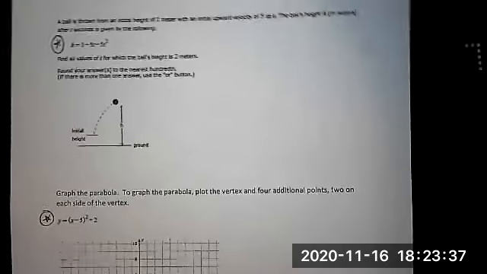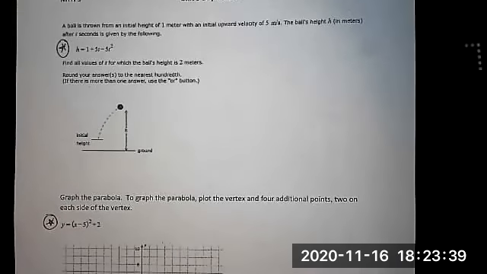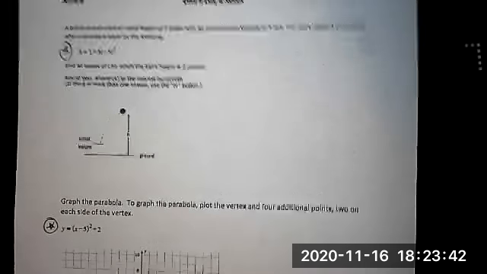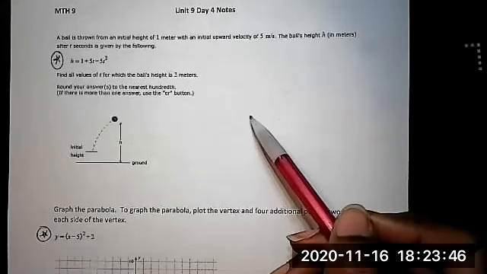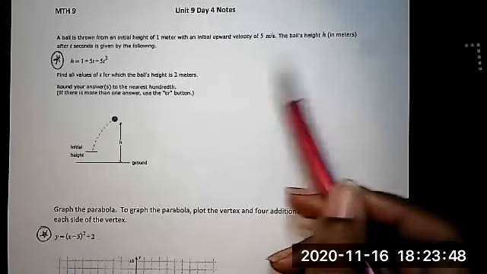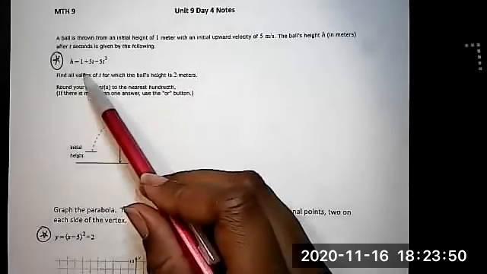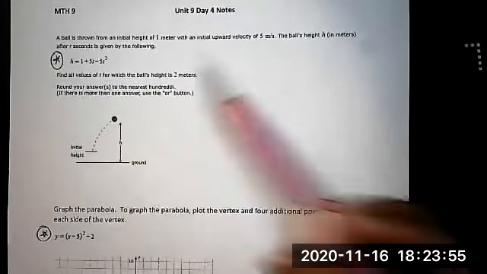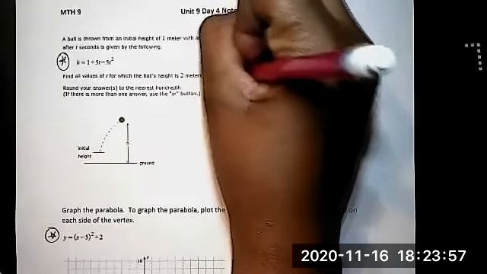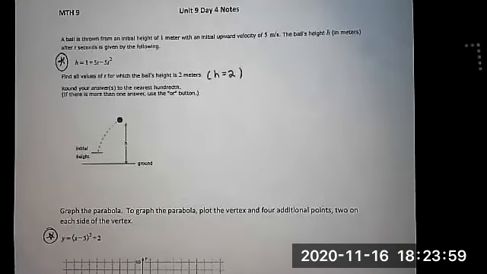Page 3, same situation, but let's see what it's asking us because sometimes it asks you something different and I don't want you to get confused. A ball is thrown, initial height of 1 meter. The ball's height h after t seconds is given. Find the value for t in which the ball's height is 2 meters. So basically h is going to be equal to 2 in this case.